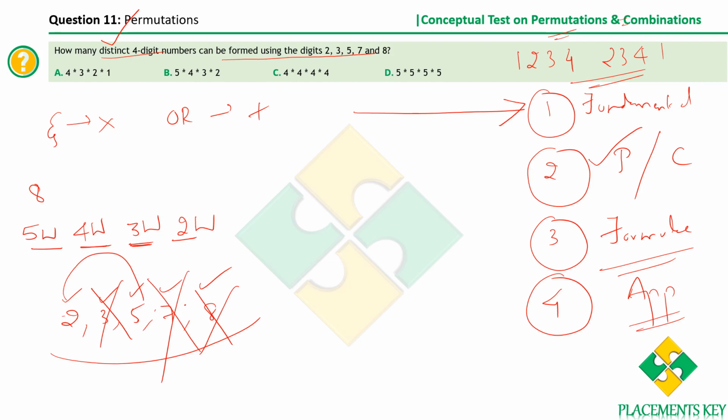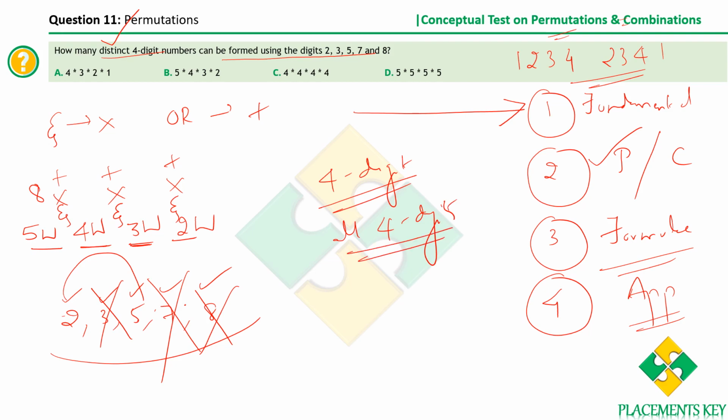Now, the doubt is whether we should multiply here or add here. What shall we do? Shall we add or multiply? It is multiplication. Why? Because we have to fill the first blank and second blank and third blank and fourth blank, right? It's a 4-digit number, so we need all the 4 digits.